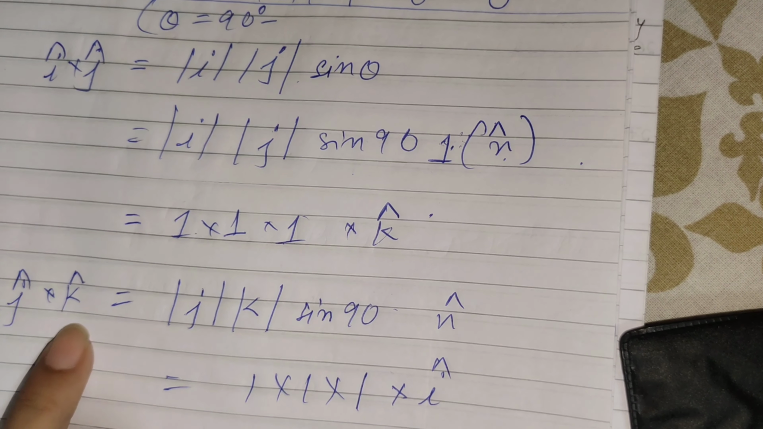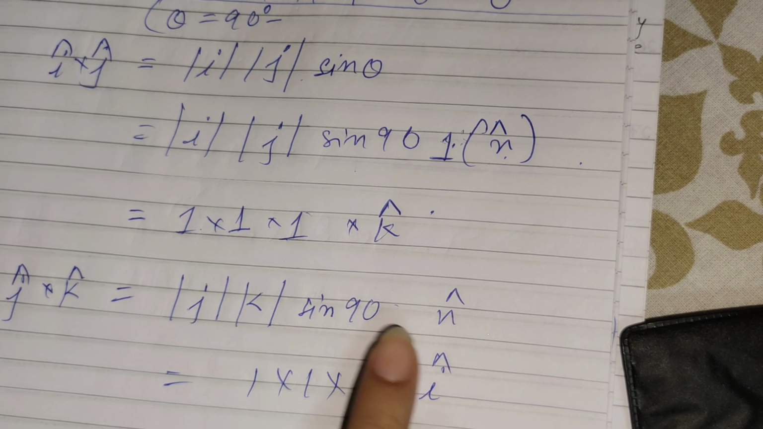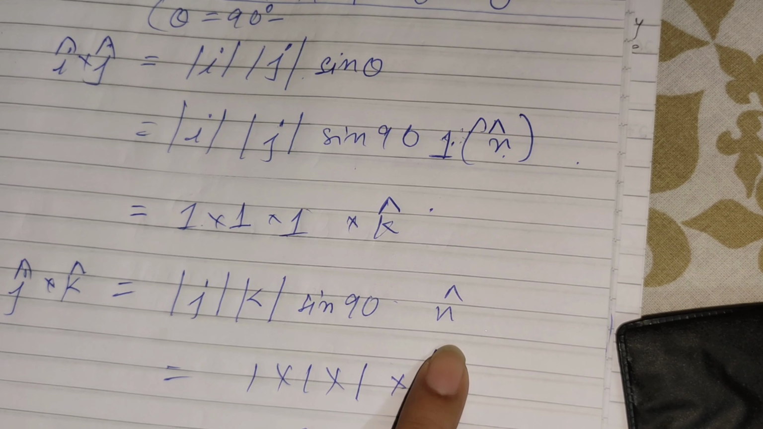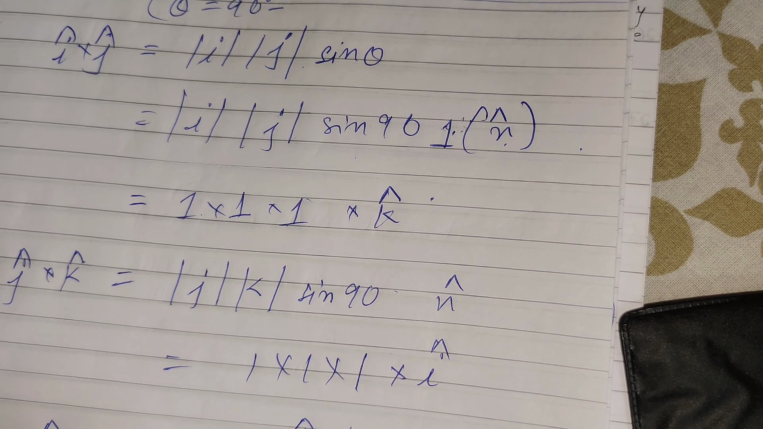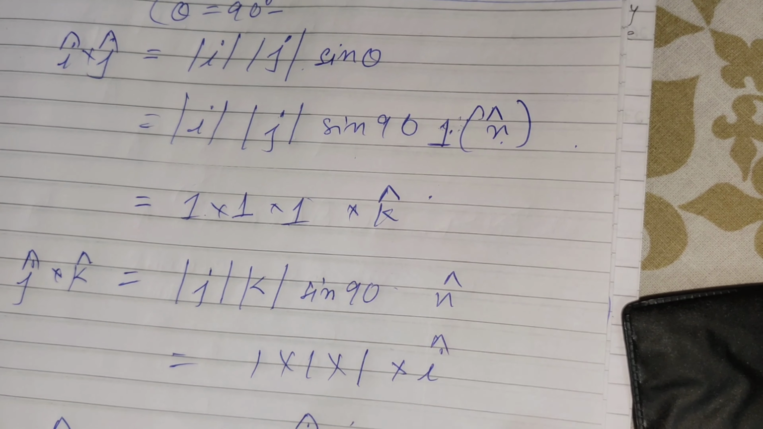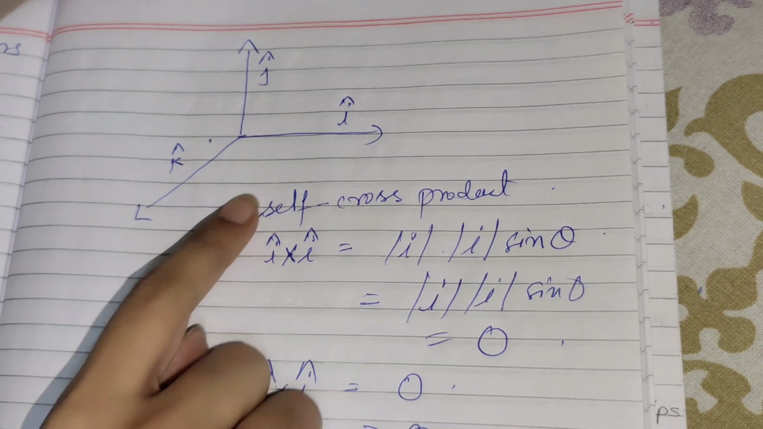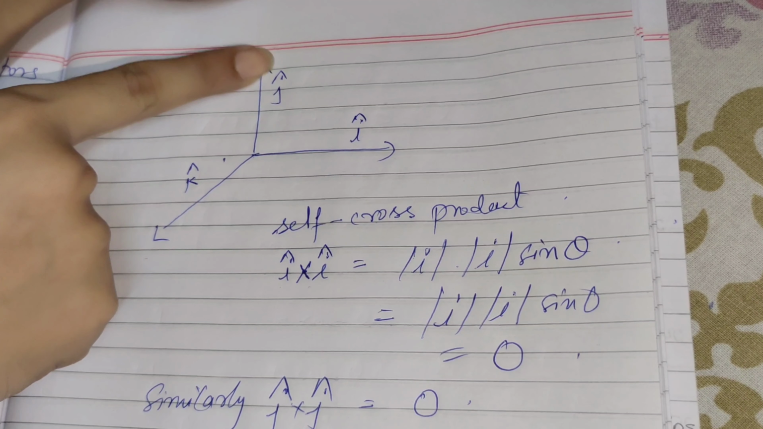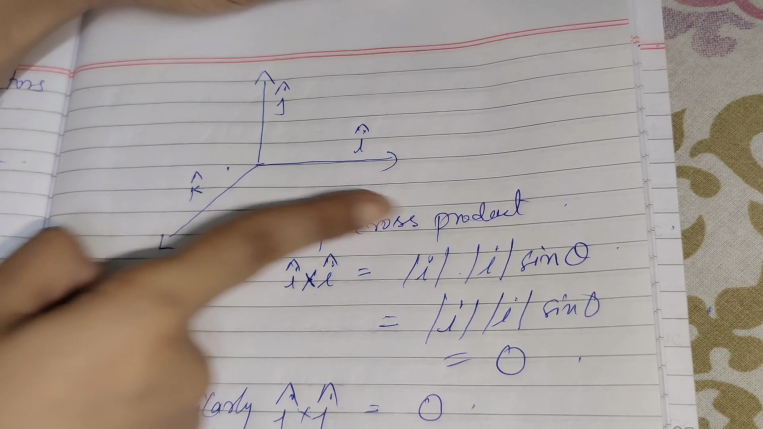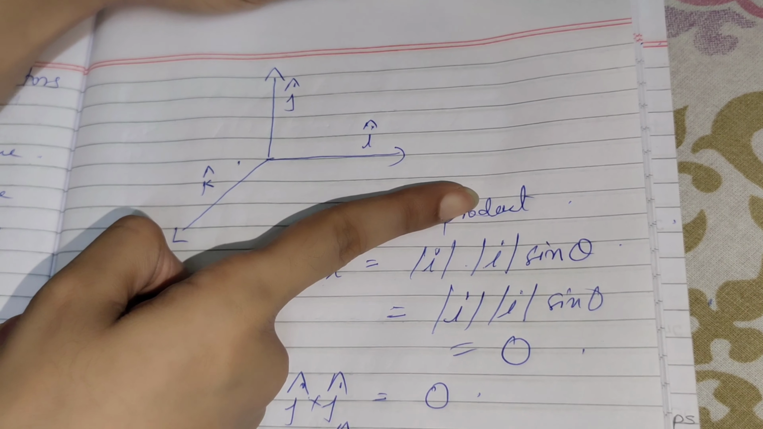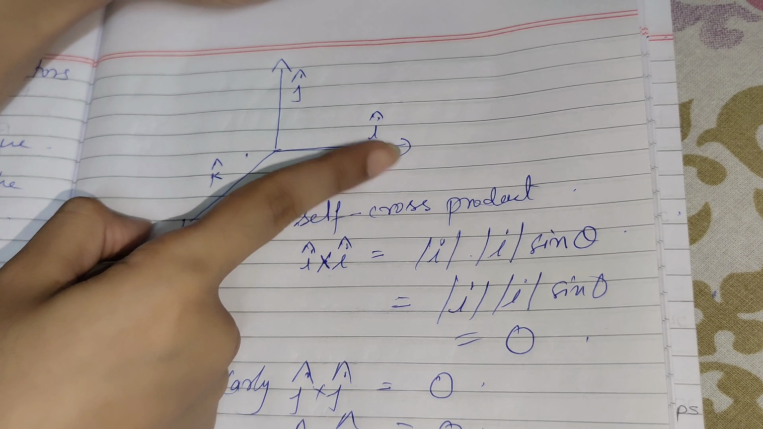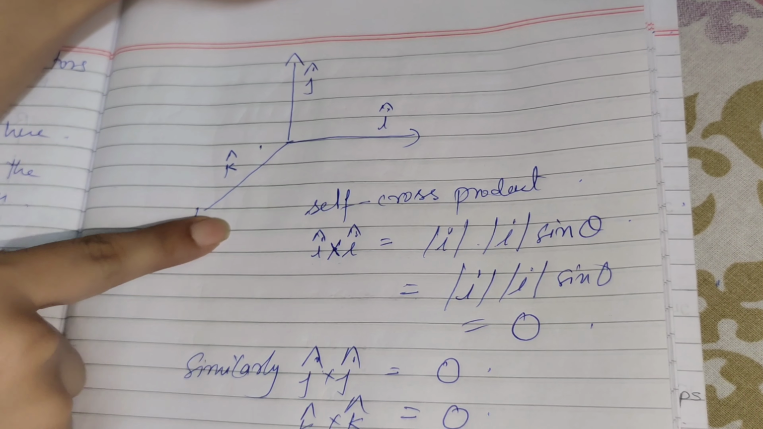Similarly, J cross K, mod J mod K sine 90, you will have a direction. We will find out what the direction would be. Mod J is 1, mod K is 1, sine 90 is 1. And the direction, let's have a look. J to K, it's coming from here to here. So its direction from J to K would be I. Isn't it? I to J, K was the direction.